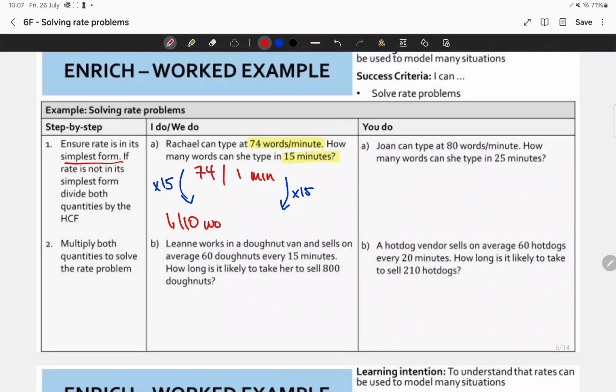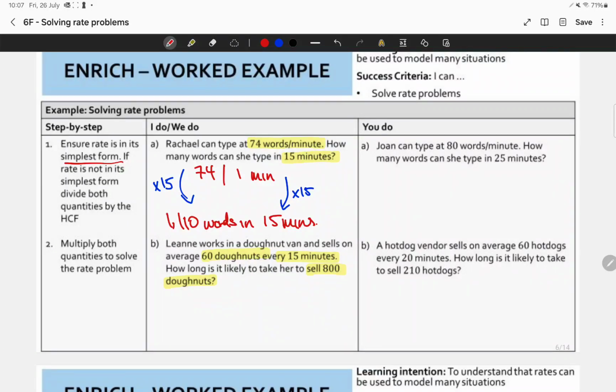1,110 words in 15 minutes, okay? The next question that we have is, Leanne works in a donut van and sells on average 60 donuts every 15 minutes. How long is it likely to take her to sell 800 donuts?